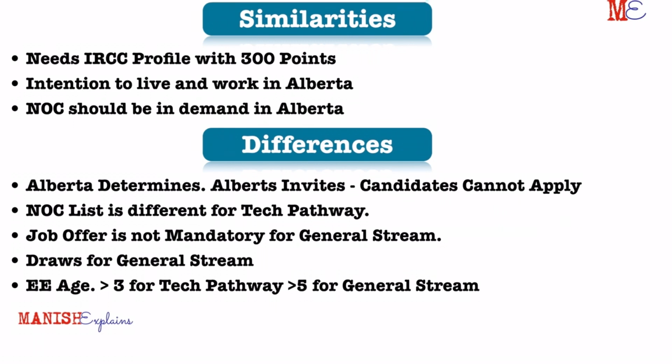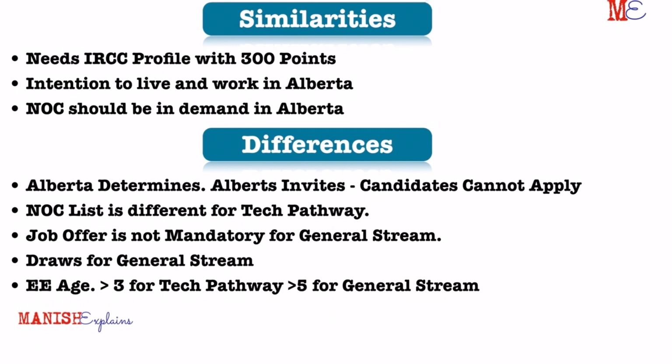Okay, 3-step process means under the general entry stream, Alberta invites, you submit the documents, and Alberta issues the nomination. The tech pathway is a 4-step process where you send an EOI, Alberta sends you a NOI, you respond to that NOI by way of documentation and fees, and then Alberta issues you the nomination.